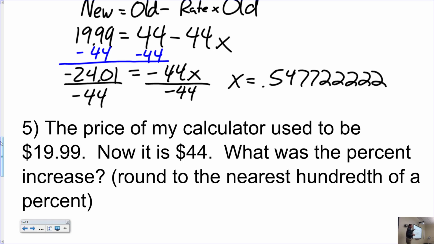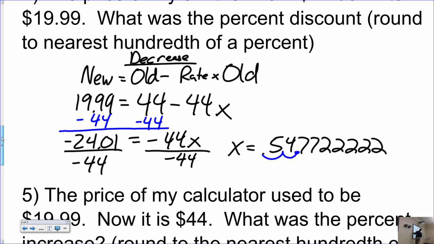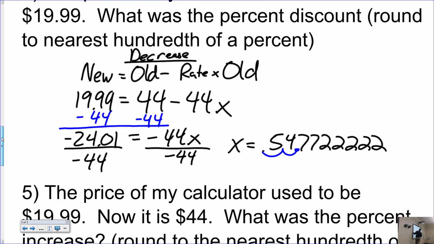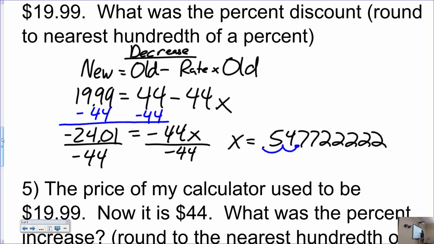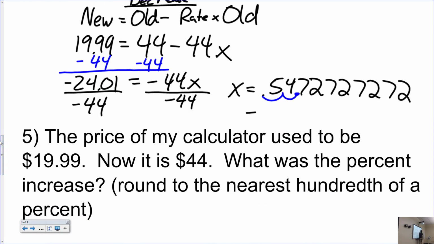That represents the decimal representation. So what do I do first? Make it a percent first. So it's 54.772222%. And what did the problem tell us to do? It's actually 72727. Oh, it's 7272? That makes more sense. And so what does it round to then? That makes a bit of a difference, obviously. 54.73%.